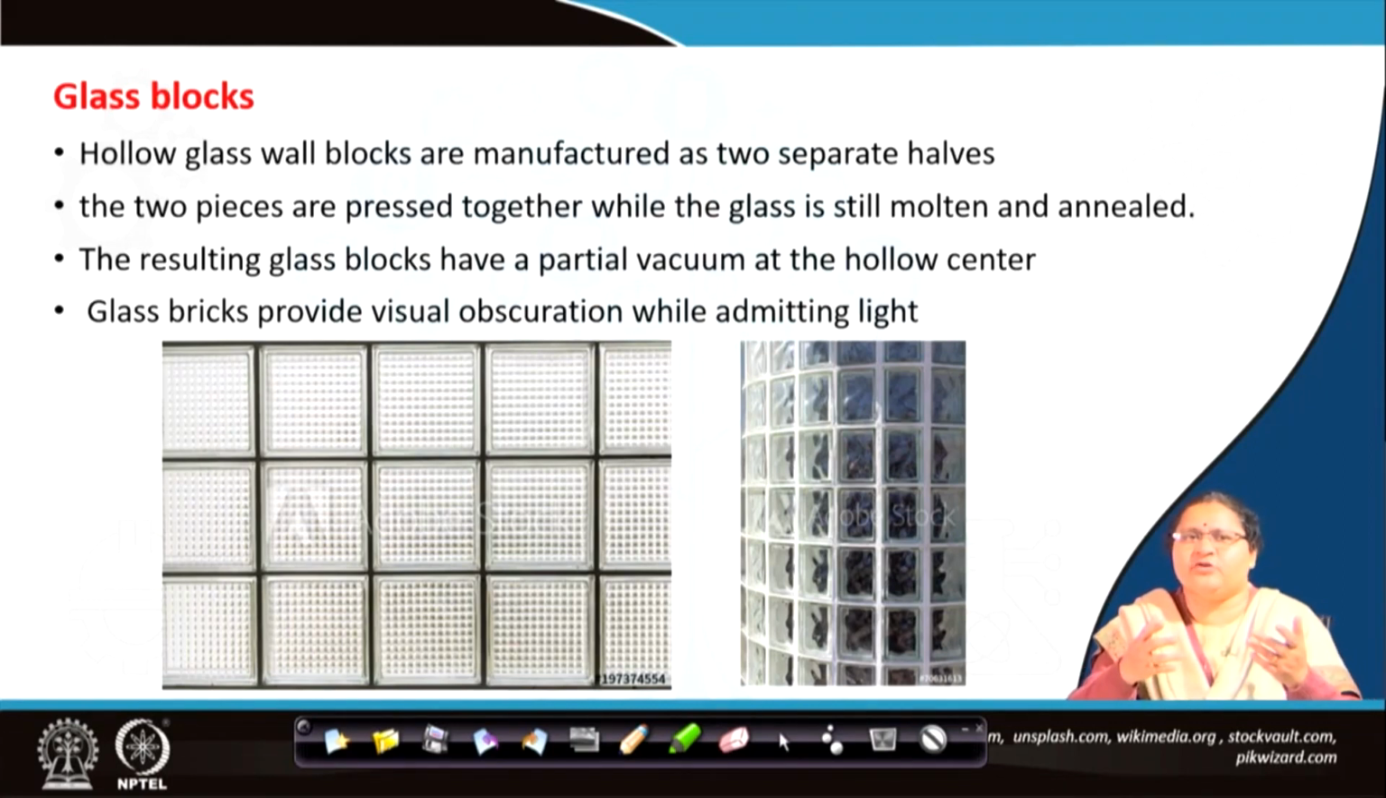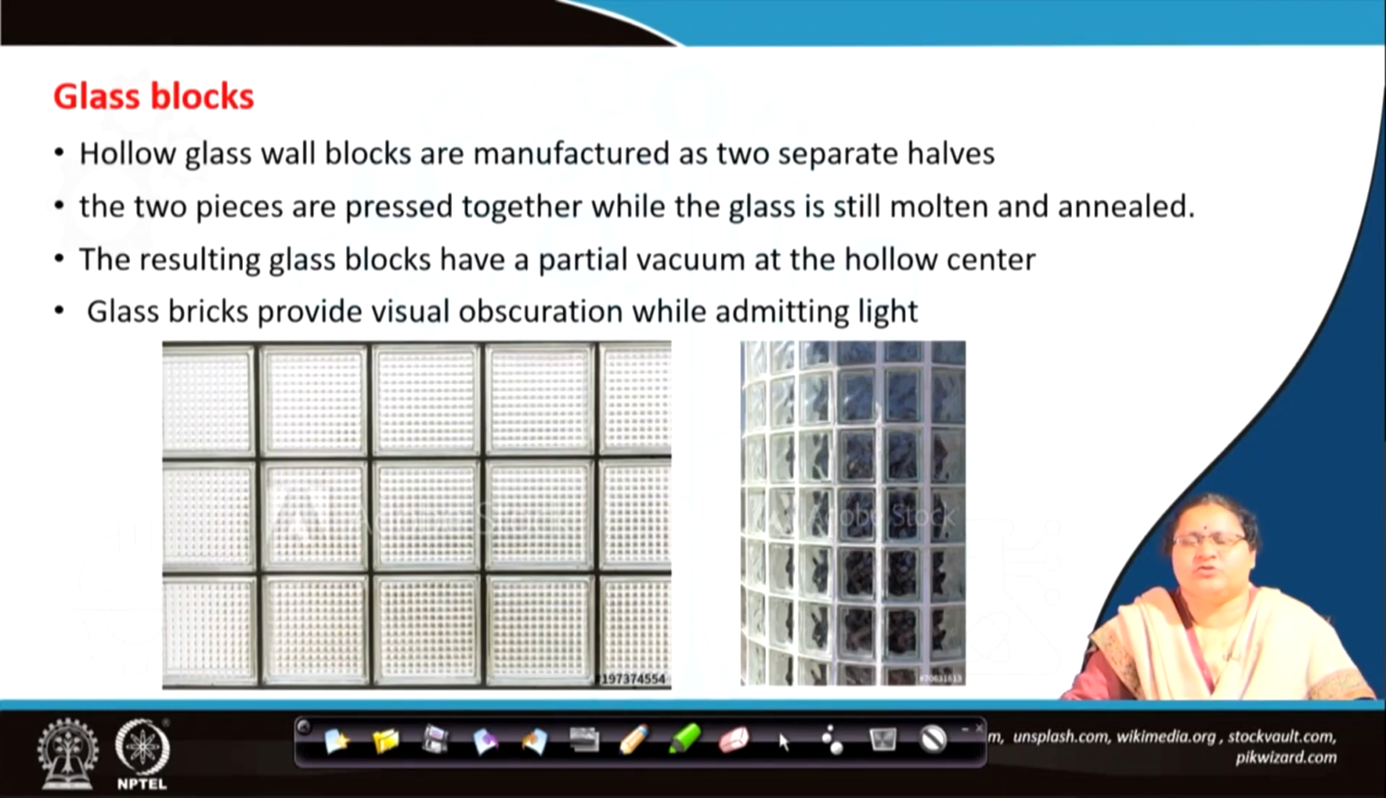So, even though it is glass, you cannot see from this side to the other side, and this gives a visual obscure area. You cannot see what is happening inside, and at the same time it will admit some portion of light. So, this is again another application of tempered glass being converted into such glass blocks, and they are actually fixed together, that we will discuss later.